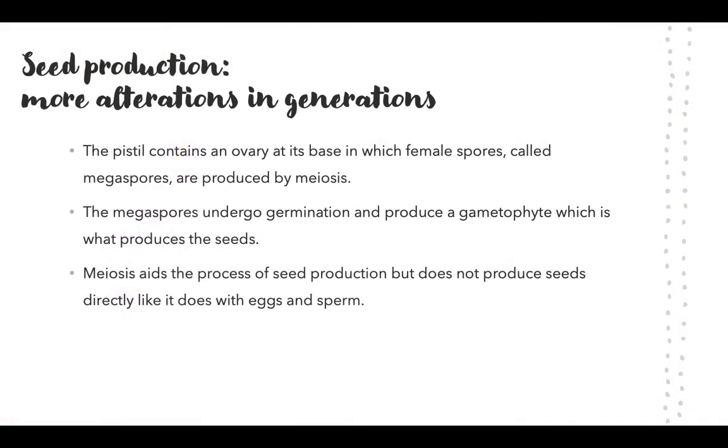So seed production is the female version of alternation of generations. The pistil contains an ovary at the base of a flower in which the female spores called megaspores are produced by meiosis. These megaspores undergo germination and produce a gametophyte, which is what produces the seeds. So meiosis aids the process of seed production but does not produce seeds. It doesn't produce seeds directly like meiosis would with eggs and sperm.